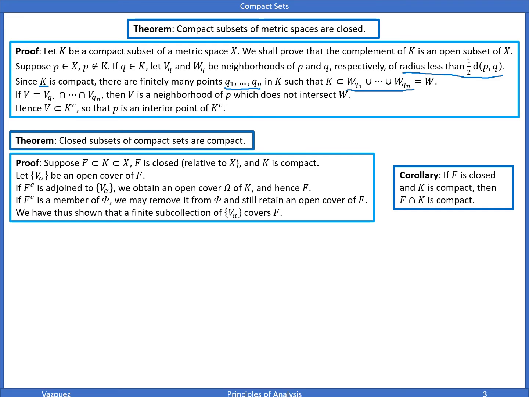And yet, we have a corollary. If F is closed and K is compact, then their intersection is compact. This theorem shouldn't be too hard to prove. I believe it's also in the book, but you can use previous theorems to make this proof maybe 1 or 2 lines long.